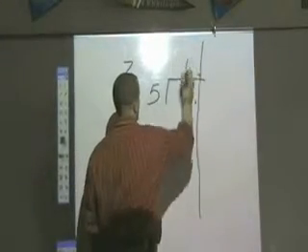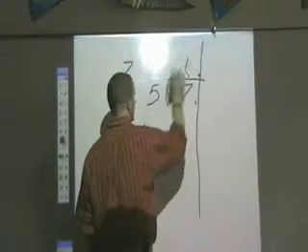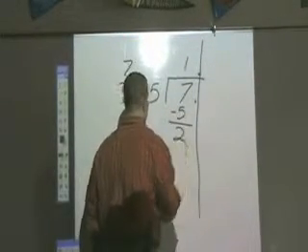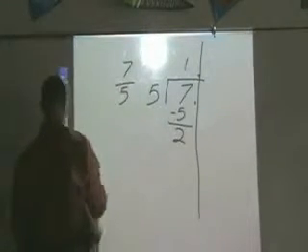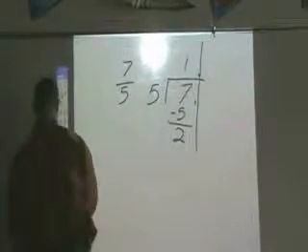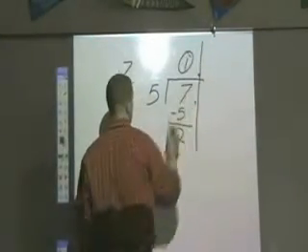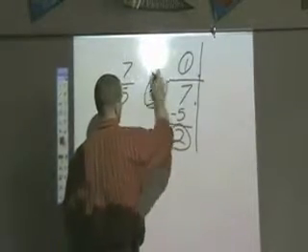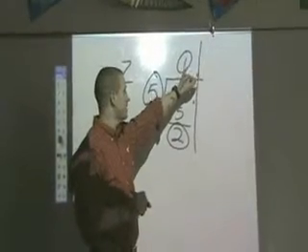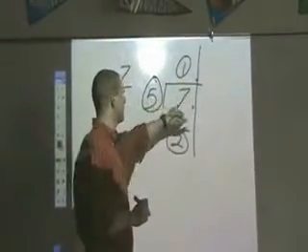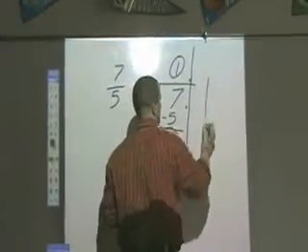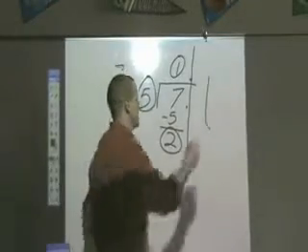5 can go into 7 one time. So, 1 times 5 is 5. What's 7 take away 5? 2. Those are the only 3 numbers I need. I need my 1, my 2, and my 5. Okay? Well, here's the deal. Your quotient, or your answer up here, that's your whole number, because 5 can go into 7 once. That's one entire revolution, one entire pie. So 1. Okay? Now you have your fraction.